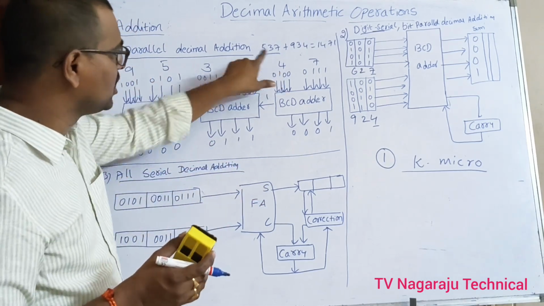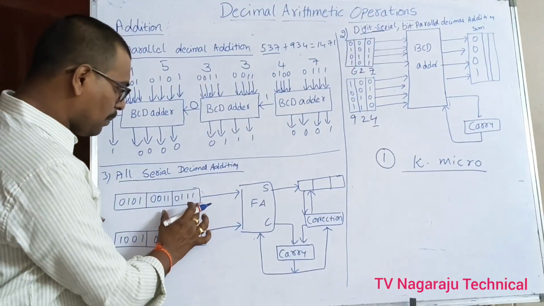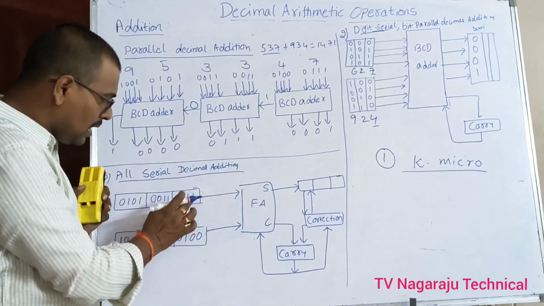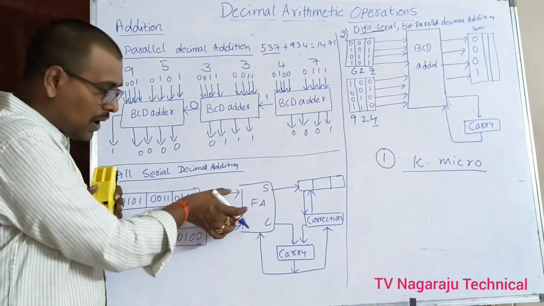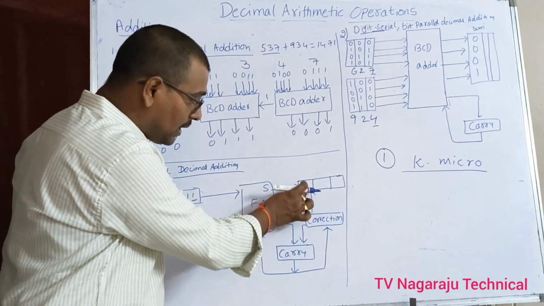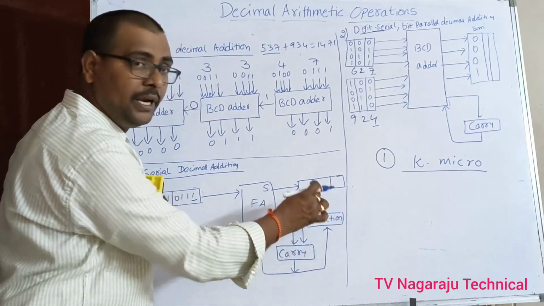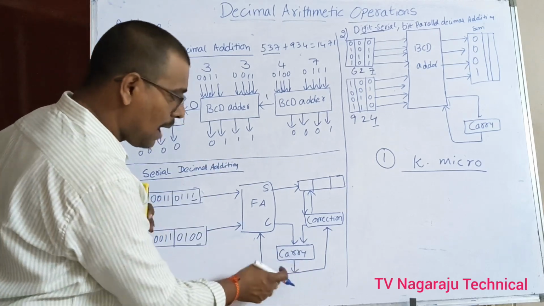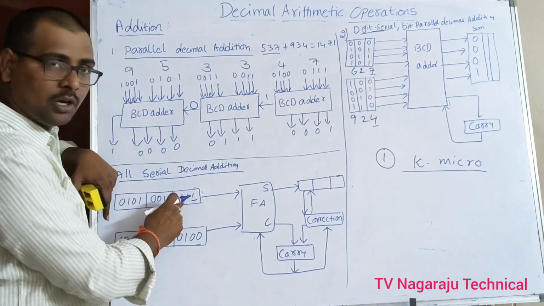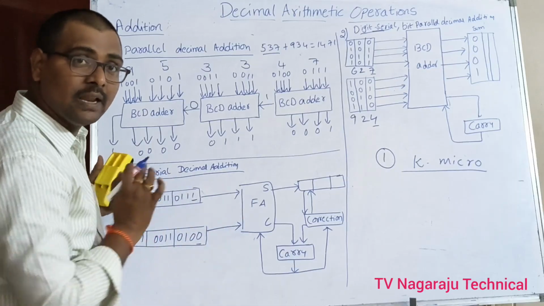Now coming to the third technique, all serial decimal addition. Here we were considering digit serial, bit parallel. Instead of that, we are passing bit by bit in a serial fashion. So this is the full adder. First take 1 and 0. Perform the addition, and the sum is placed here, and the carry. And whatever sum you are getting, for example, if the sum is greater than 9, simply do the correction by adding 6 and update the carry. After this, the second bit, then the third bit, and so on. Like this, all the bits are moved in a serial fashion.